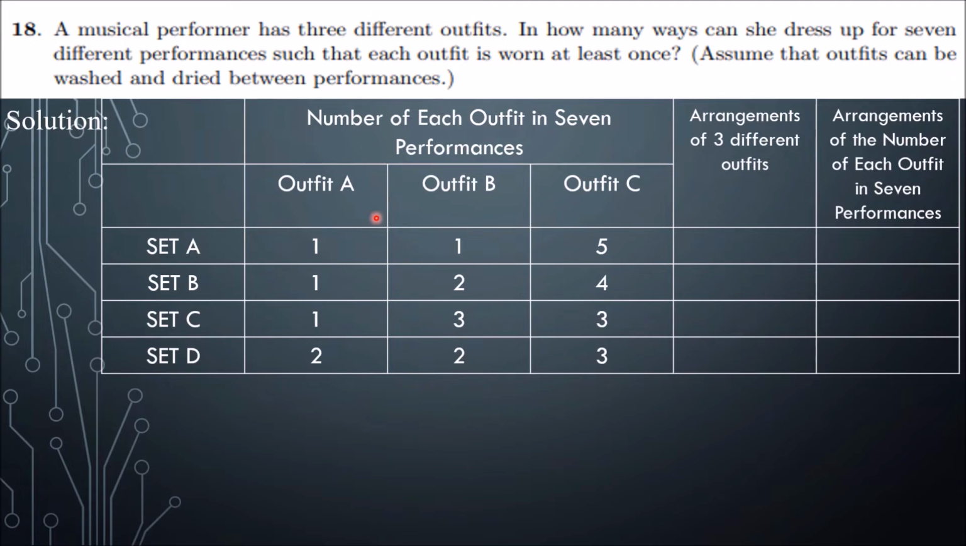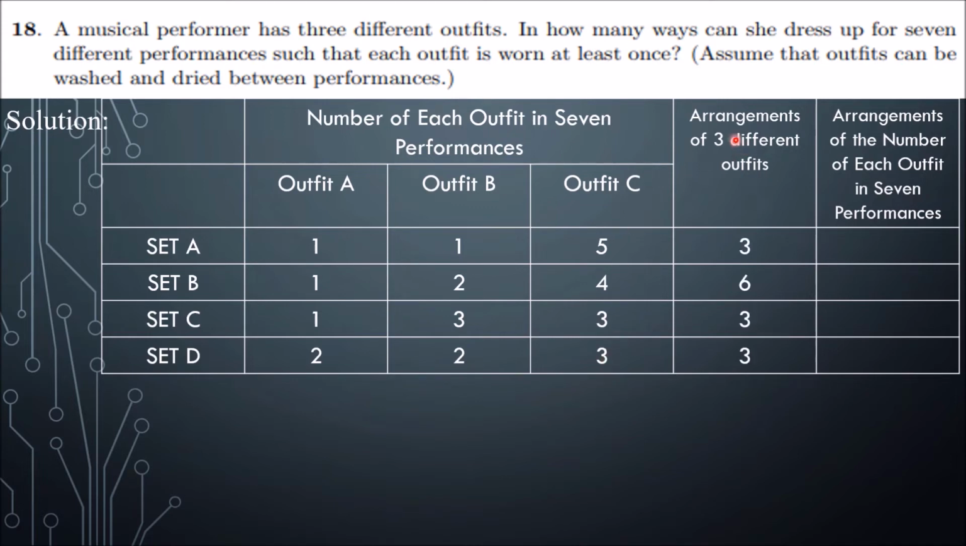So we have this table. Here we have the number of each outfit in seven performances. For set A, we have outfit A, there's only one. Outfit B, one. Outfit C is five. So 1 + 1 + 5, 7 performances. For set B, we have 1A, 2B, and 4C. All in all, there are 4 sets. Last set, we have 2A, 2B, and 3C.